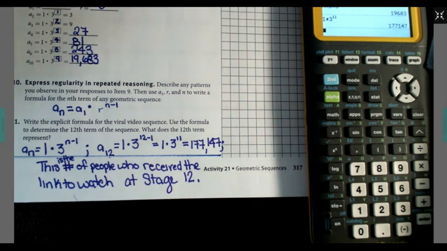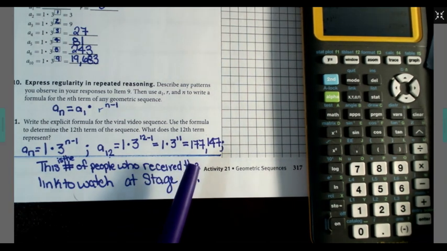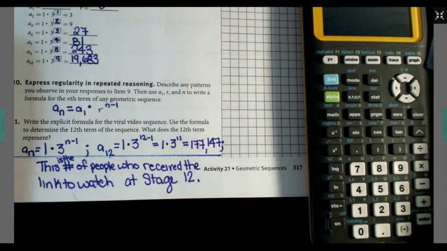After this is, I've sent it to 3, you've sent it to 3, that person just sends it to 3, those people send it to 3. More than 177,000 people have received this link just at stage 12. That doesn't include all the people that have already seen the video.